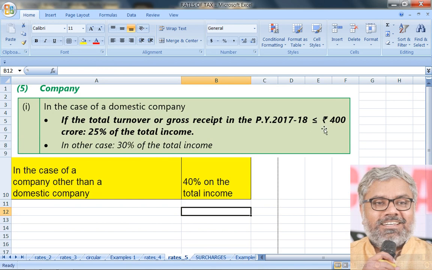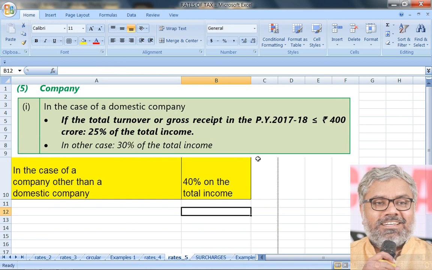Irrespective of all that, if it is given clearly in the question, take according to the data given. If not given, take 25% base tax rate for domestic companies, but you have to write an assumption assuming the turnover in the previous year 17-18 is less than 400 crores. So that is the base tax.